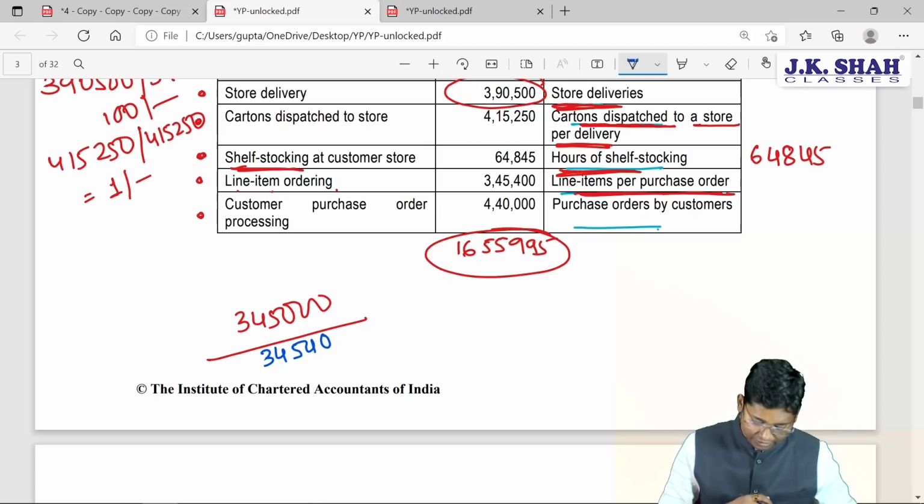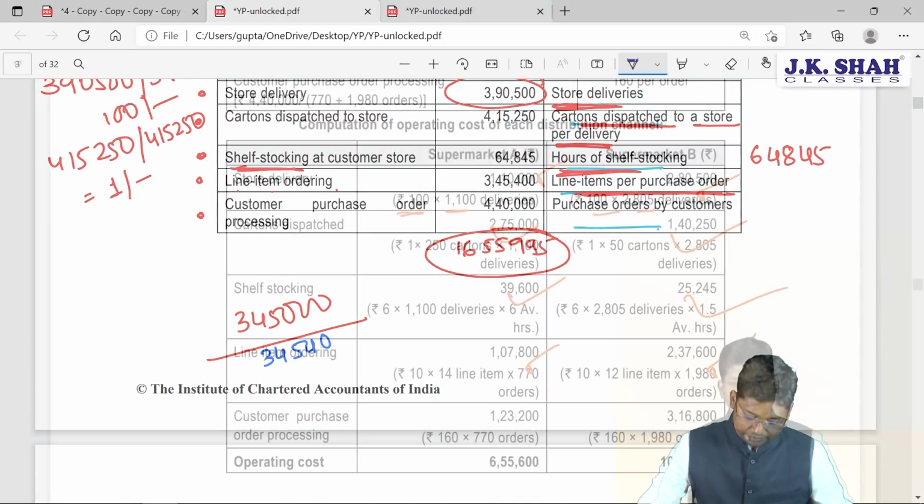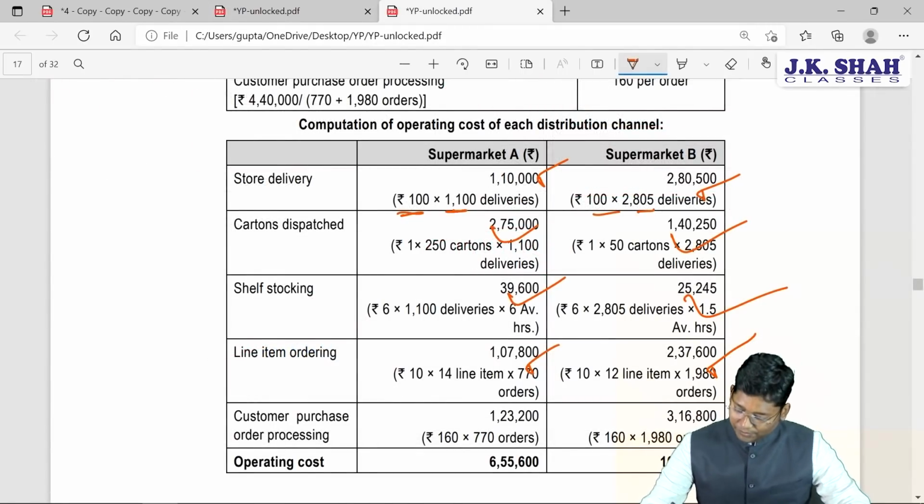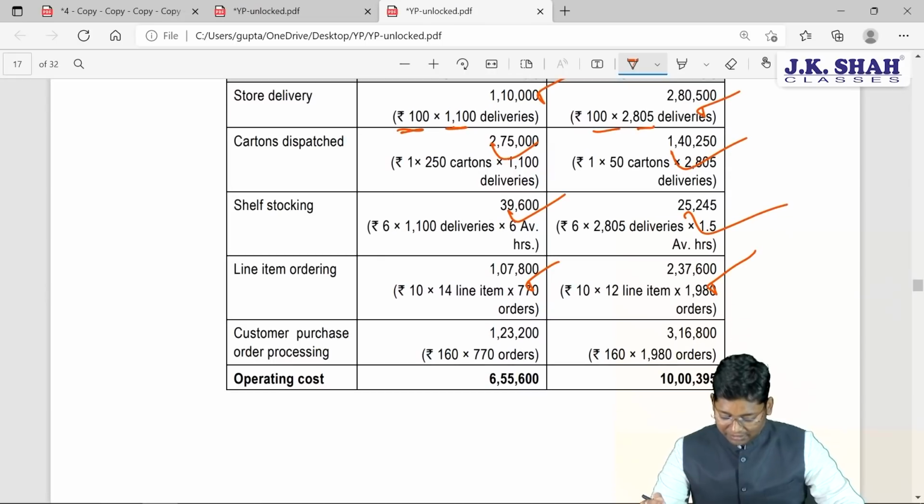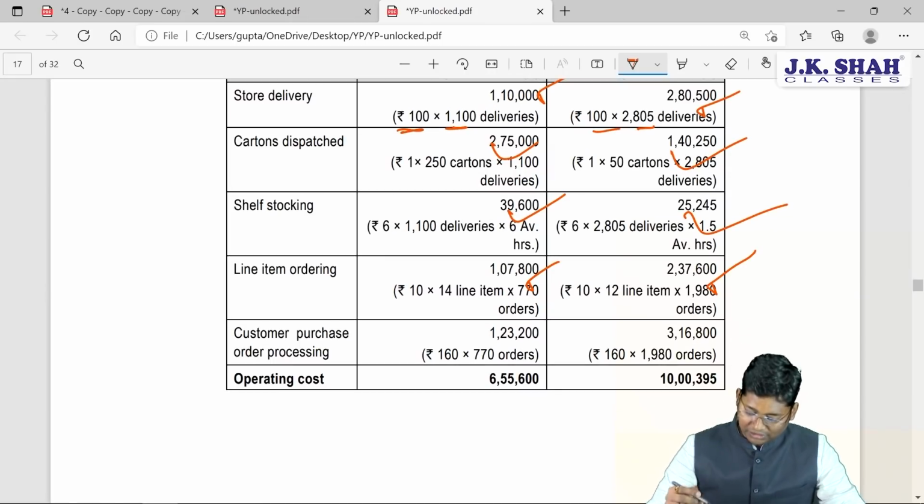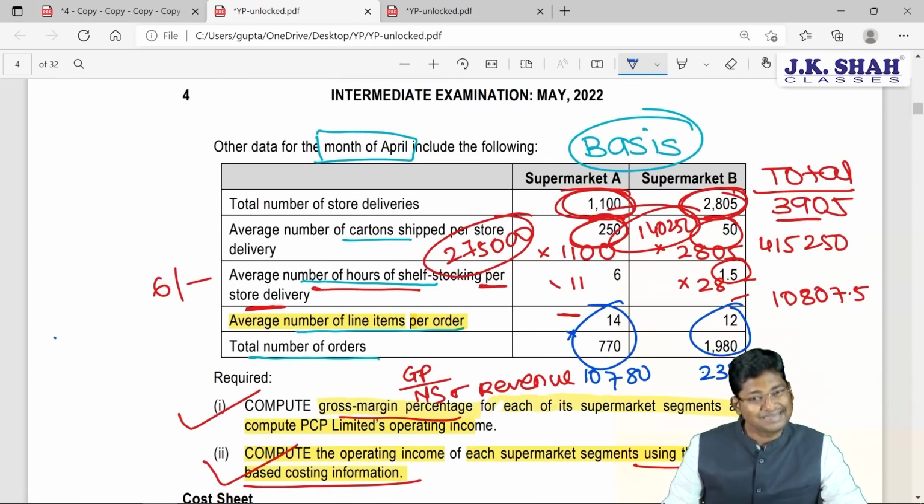34,540, when you divide it, you are going to get some value. 3,45,000 divided by 34,540, you will be getting something. Correct? Now total cost is computed. After that, customer purchase order processing cost is again calculated by using the same way.